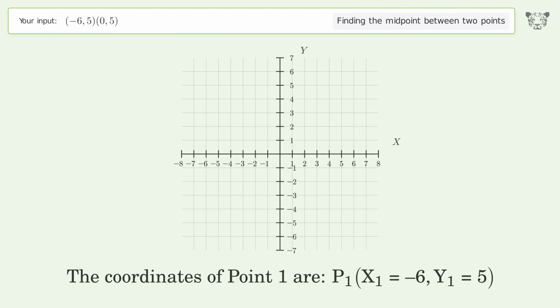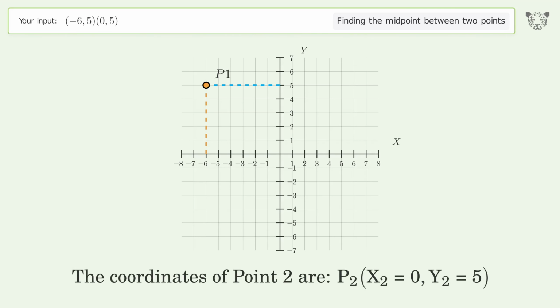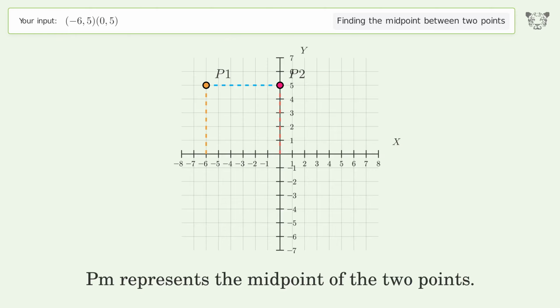The coordinates of point 1 are x1 equals -6, y1 equals 5. The coordinates of point 2 are x2 equals 0, y2 equals 5. PM represents the midpoint of the 2 points.